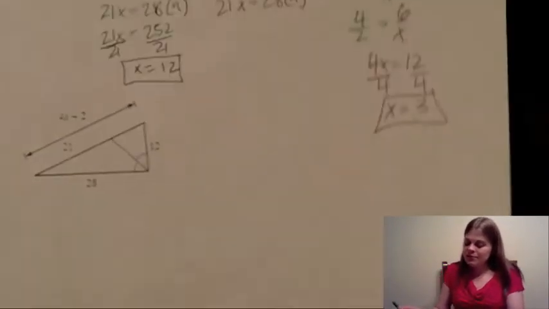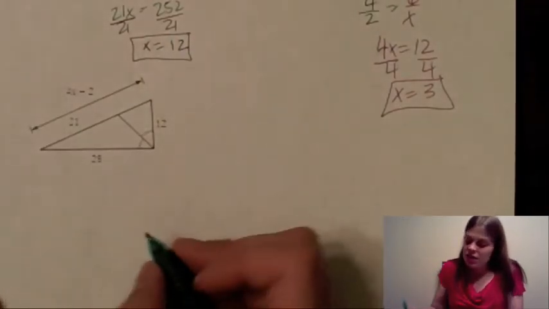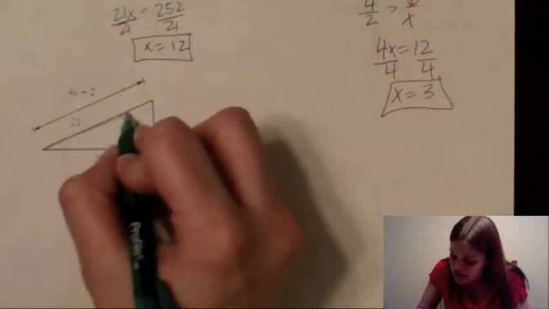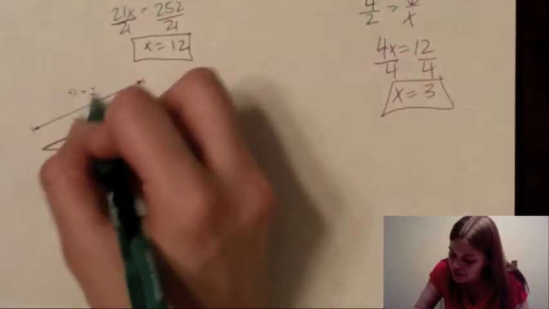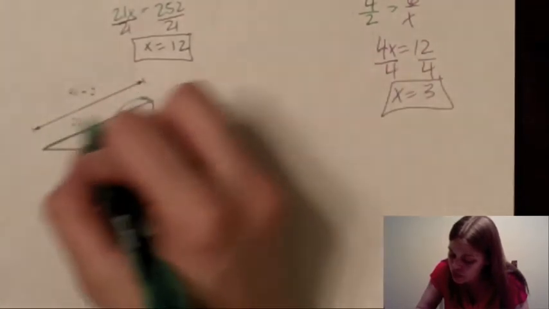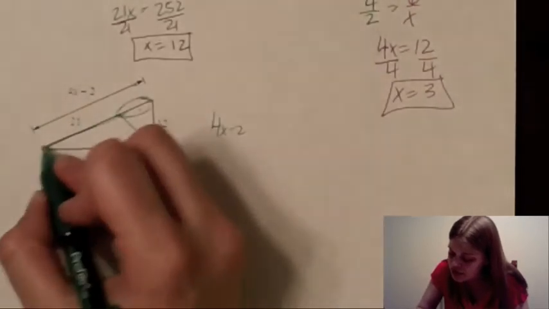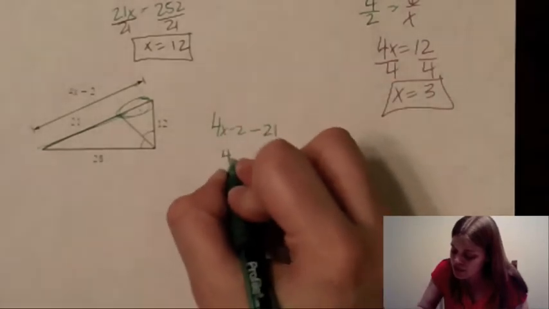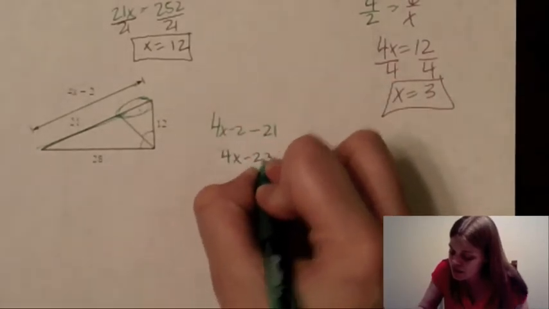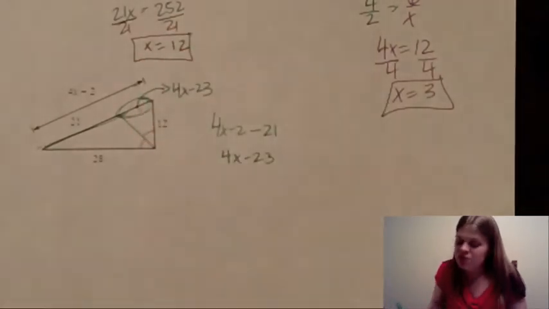One more example. This time we have an expression that we're looking at. So I'm going to take this part over this part. Well, I have to write this part because we have the whole thing. So if this whole thing is 4x minus 2, then this part is going to be 4x minus 2 minus that chunk, so minus 21. So this simplifies to 4x minus 23. So this part right here is 4x minus 23.